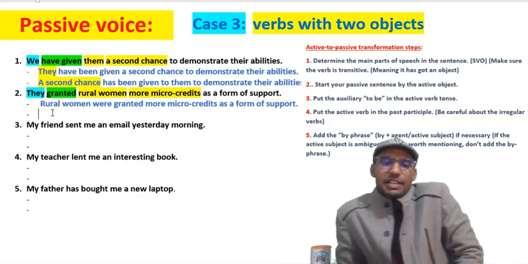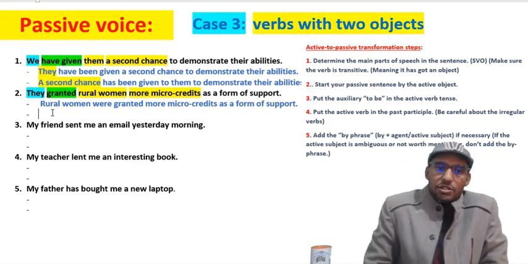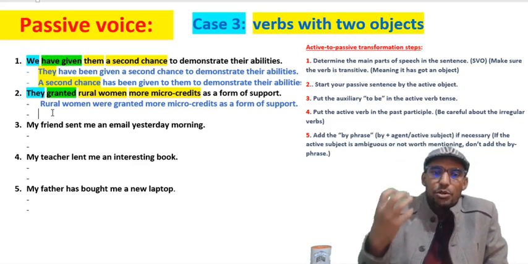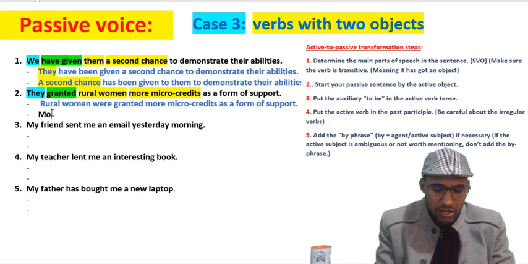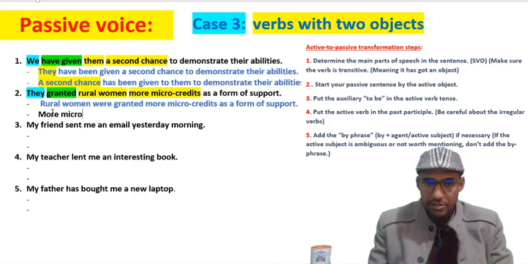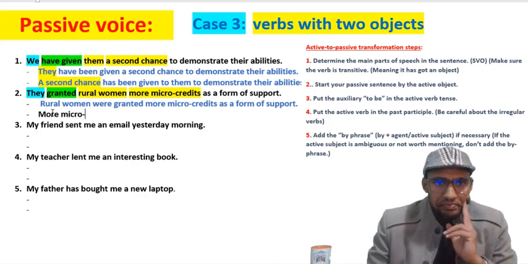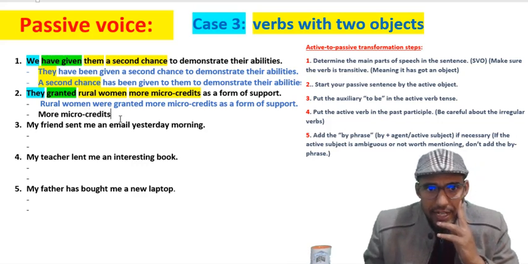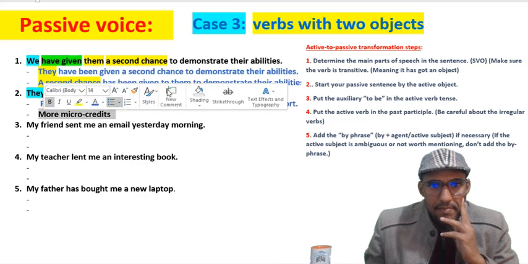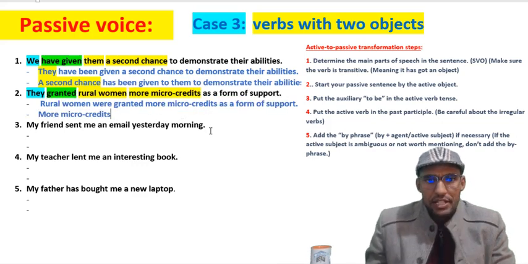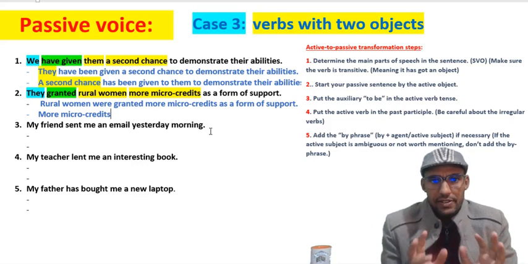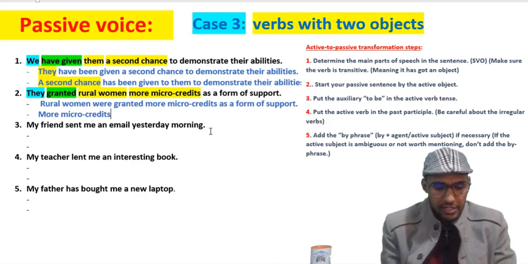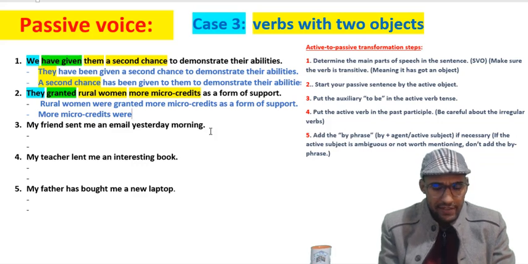We have another choice right now, which is also correct, which is to start with the direct object. I would say here, more micro credits. I'm sorry, I caught a flu. More micro credits, this is our direct object. And your attention here, credits is plural too, so it will remain as it is. Were granted.